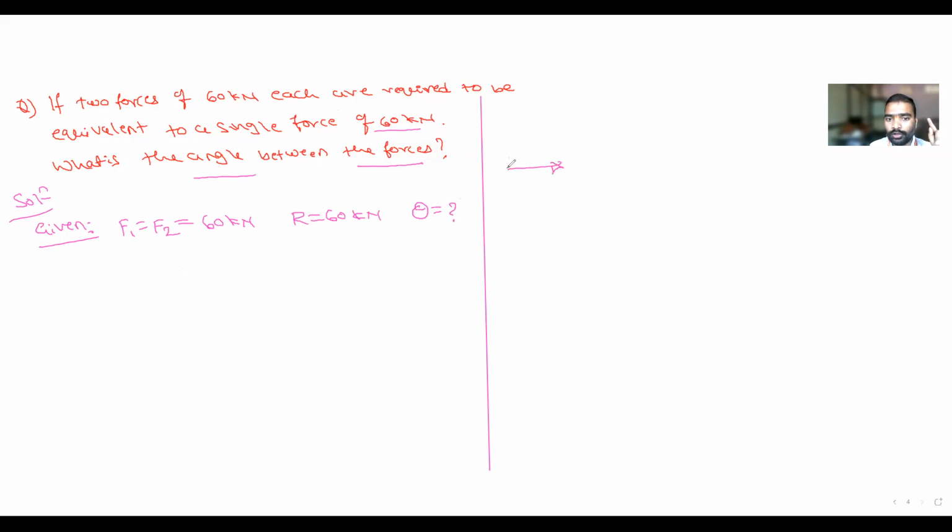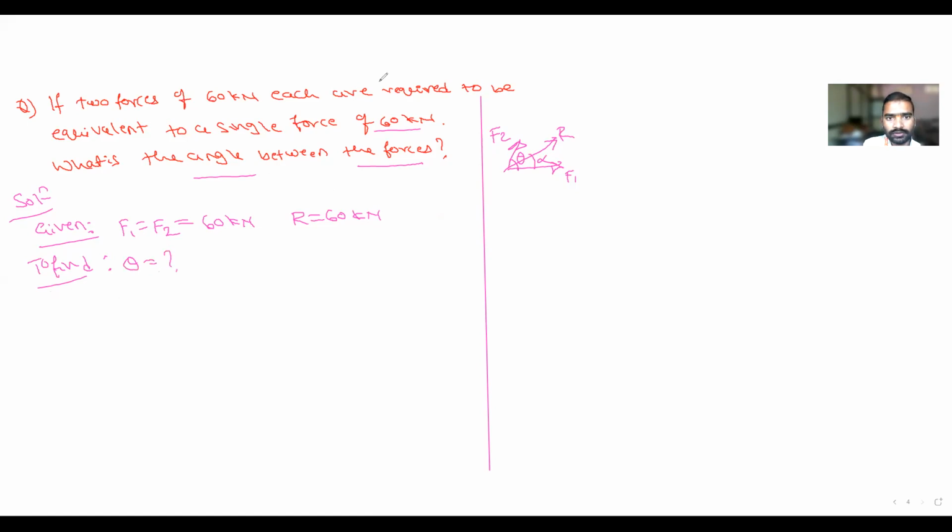So this is the law of parallelogram of forces. This is F1 force, this is F2 force. These two are making an angle theta. The resultant makes an angle alpha. The given is F1 equal to F2 equal to 60. What we have to find out is theta.